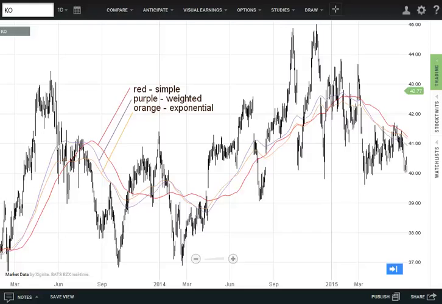Exponential averages are similar to weighted averages in that they give more importance to recent data. The difference is how they assign the weights. It's not important that we know exactly what the formula is, but let's just say that each day is weighted exponentially, as the name says, or geometrically, whereas a weighted average is linearly weighted. So the most recent days in an exponential average really get the most weight.